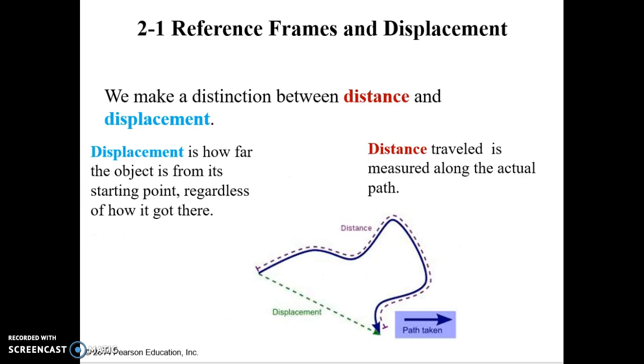Another way to think about the difference between displacement and distance is to imagine that you are hiking through the woods on a winding path. The distance is represented by the actual trail that you hiked on, and the displacement is a measurement between the start and the end of your hike. Take note that you actually never traveled along the displacement.